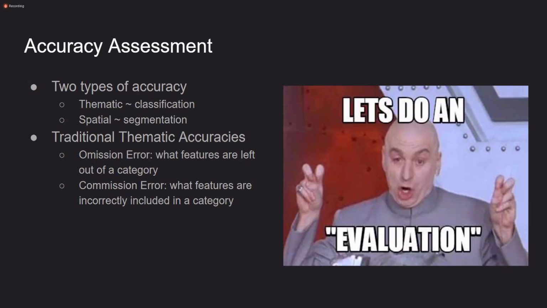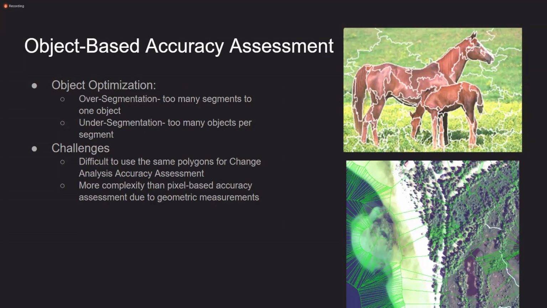But we can think about the same types of errors. We can think about overall accuracy. We can talk about omission errors, what features have been forgotten from a category, or commission, what features are incorrectly classified, your type 1, type 2 errors. There's a ton of different terminologies that we use for accuracy that I think is pretty generally used across most disciplines dealing with classification. So let's talk about segmentation accuracy first.